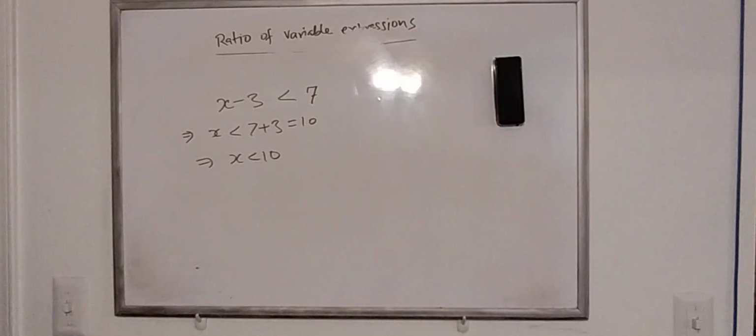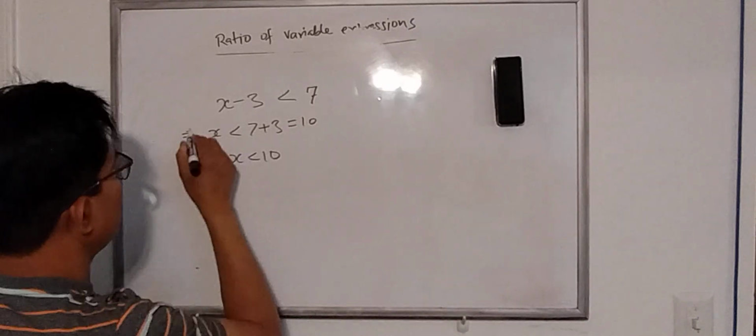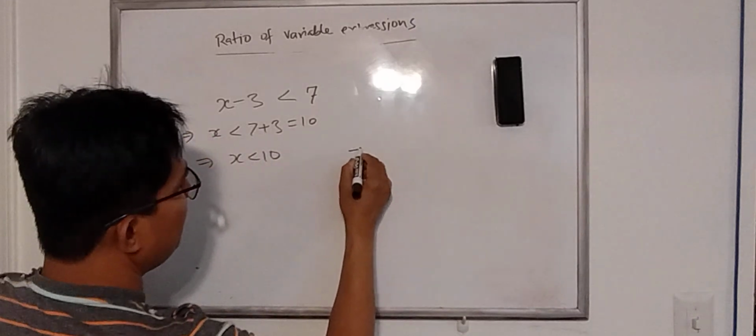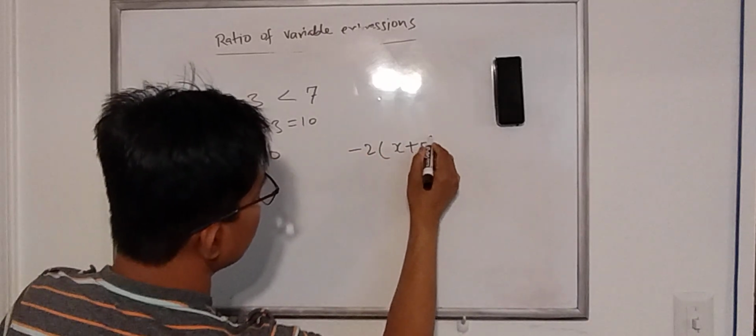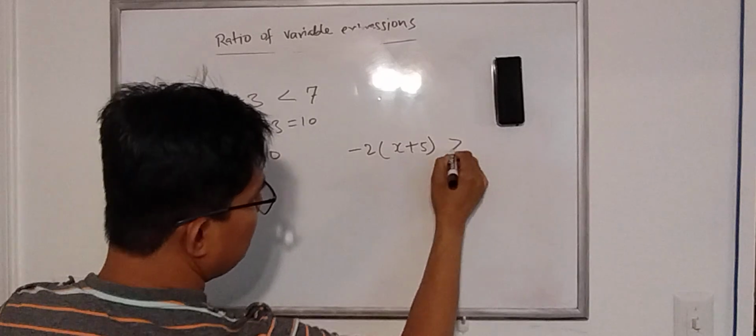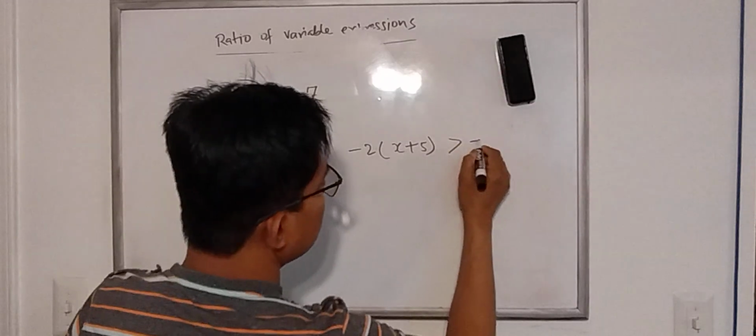Okay. Now take another example. Minus 2 times x plus 5 is greater than minus 10.